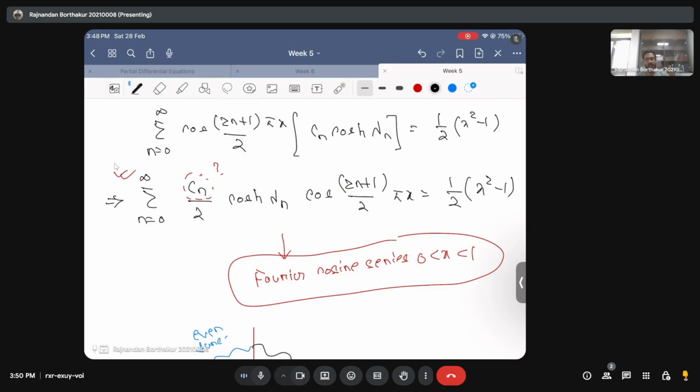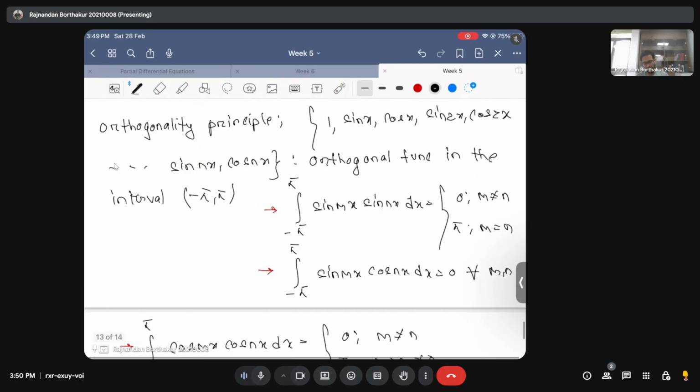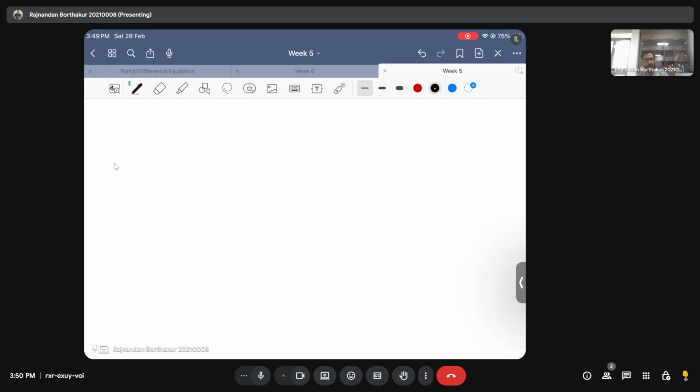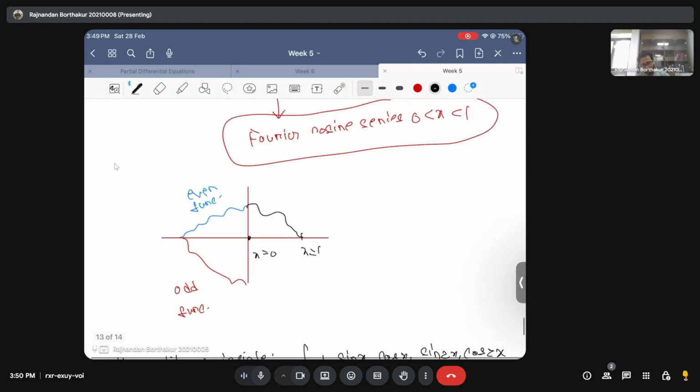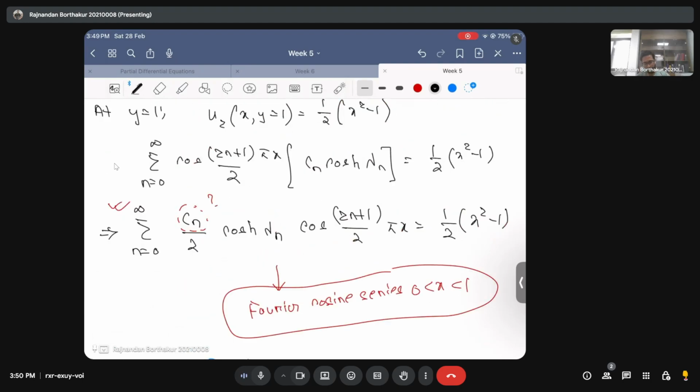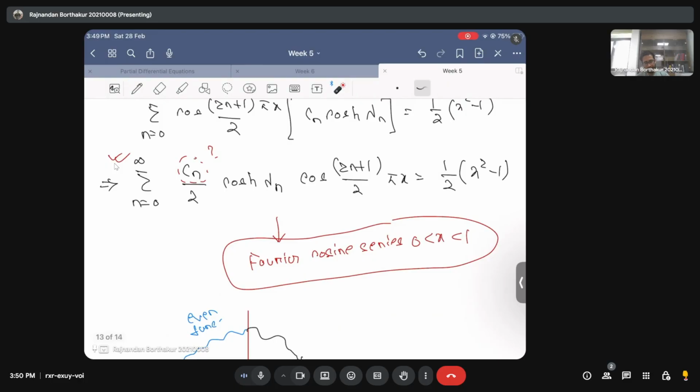I'll not do the math here because it is not actually the scope of this course, but I hope the background I have given will help you understand what is actually happening when we use the orthogonality principle. So I'll skip the intermediate algebra and just write what Cn would be. You just need to multiply this by cos mx and then integrate it from -1 to 1. That's all you need to do.